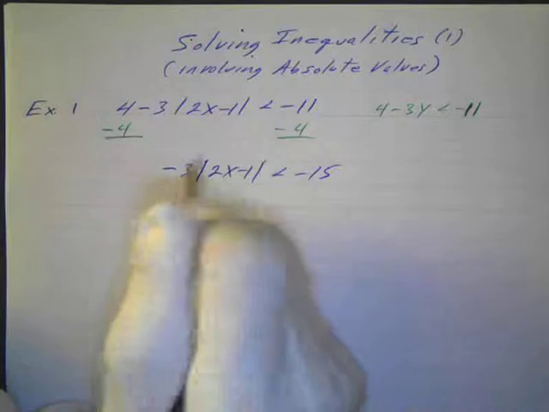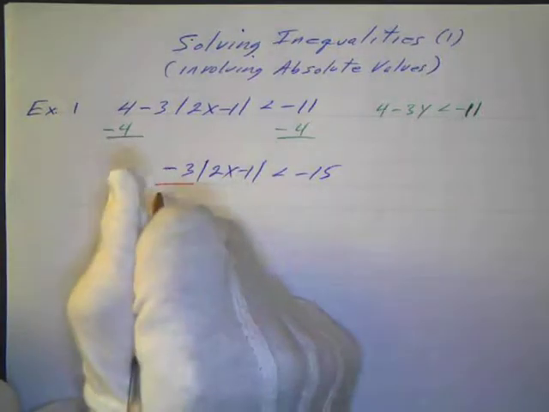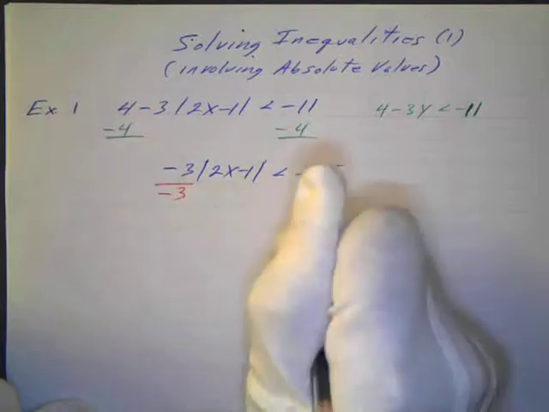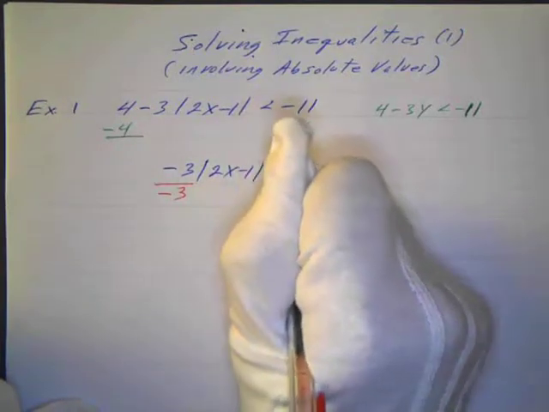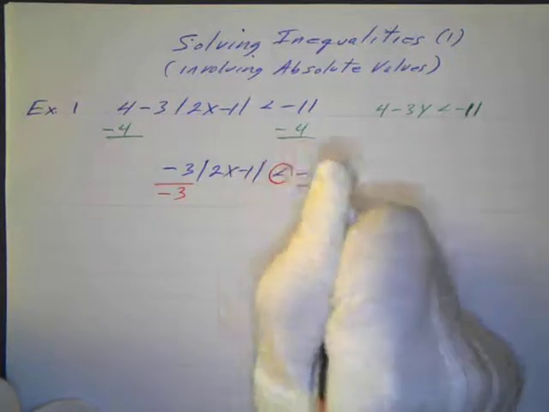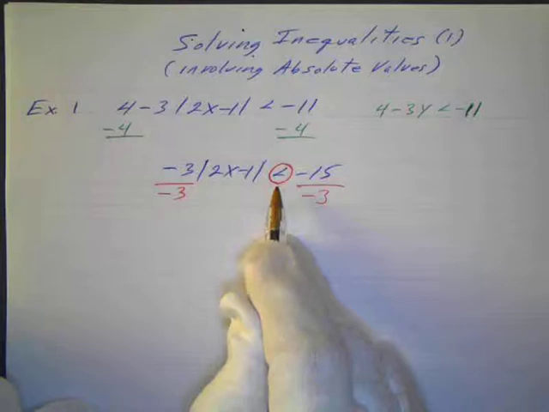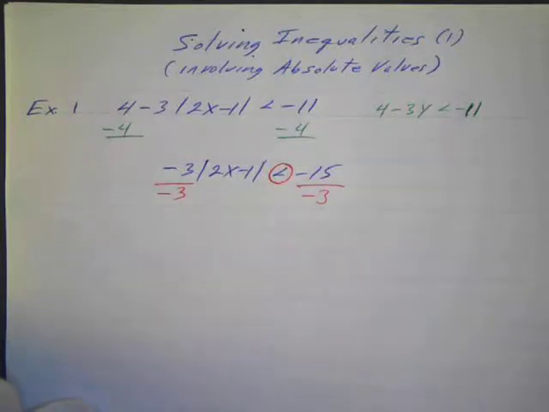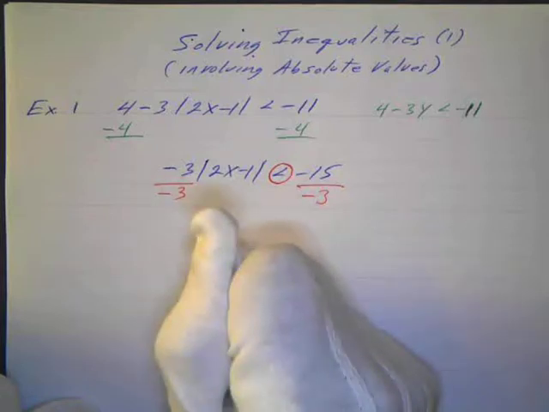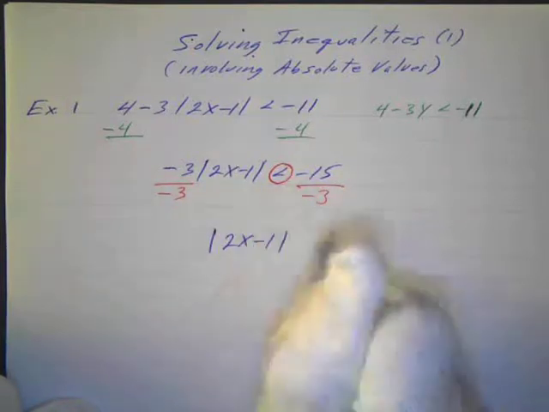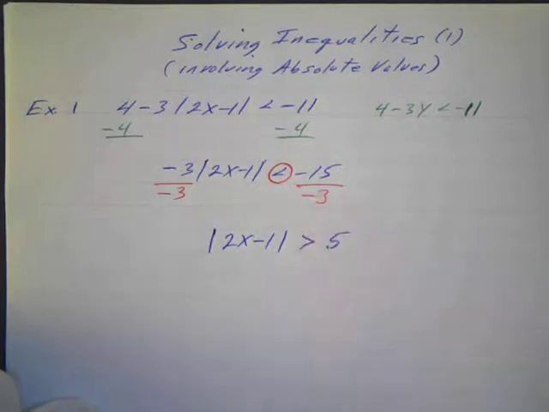That's what I'm going to have to do here, because I want to isolate this 2x minus 1, so I have to remove the negative 3, so I'll divide both sides by negative 3. When I divide by a negative, I know I've got to change the direction of the inequality. So I circle that inequality because I divided by negative 3, and I know the next time I write it down, if I want to remove that circle, I've got to change direction. And now I've got the absolute value of 2x minus 1 is greater than, and negative 15 divided by negative 3 is 5.